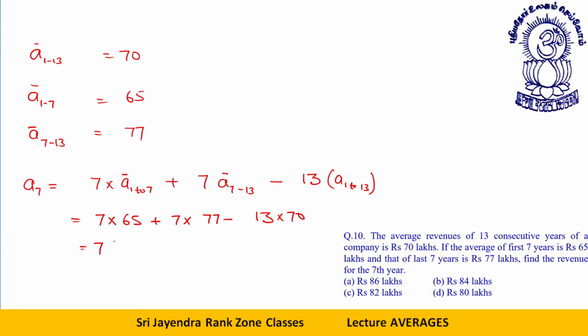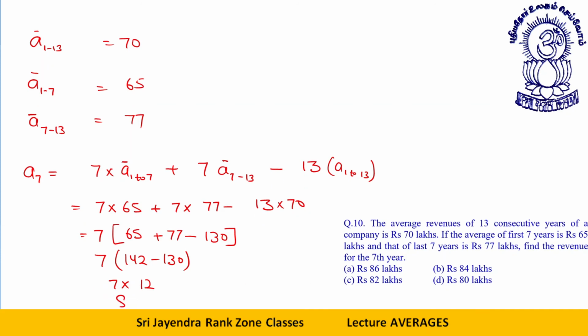Can you take a 7 common? Yes. 65 plus 77 minus 130. 65 plus 77 is 142, minus 130. This is 84 lakhs. Okay, dear students, this is your answer. Fine. Let's move to the next one.